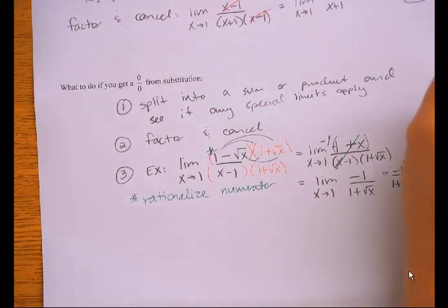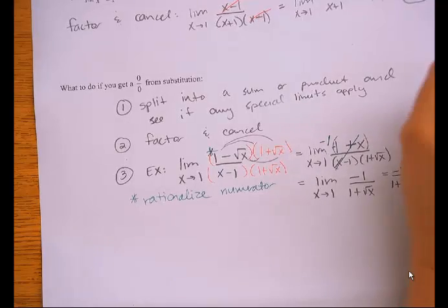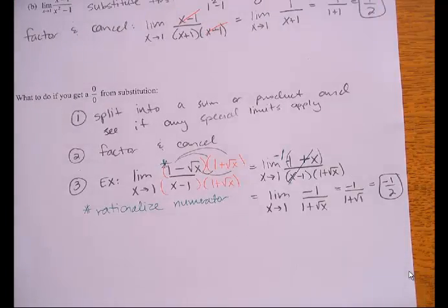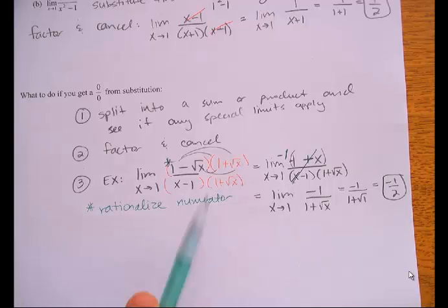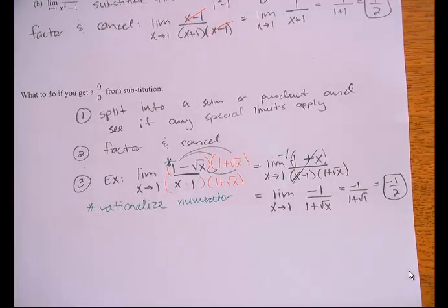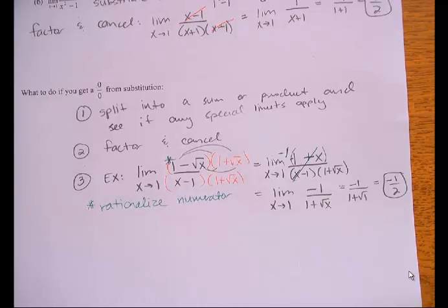And so the answer for this complicated looking limit turns out to be rather simple, negative 1/2. So if you come across something like this and you go to substitute and you get 0 over 0, try rationalizing the numerator.